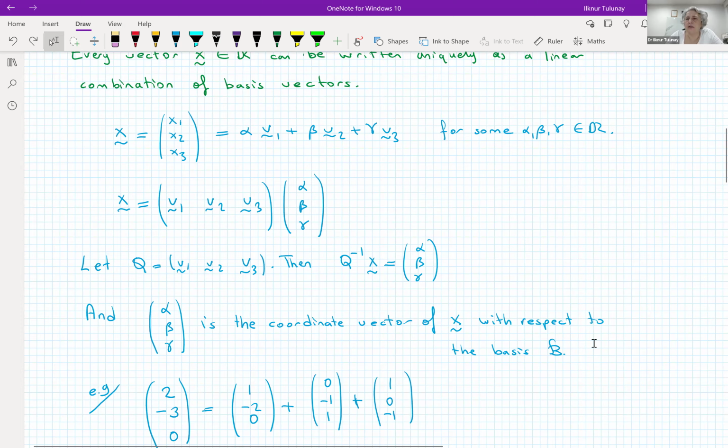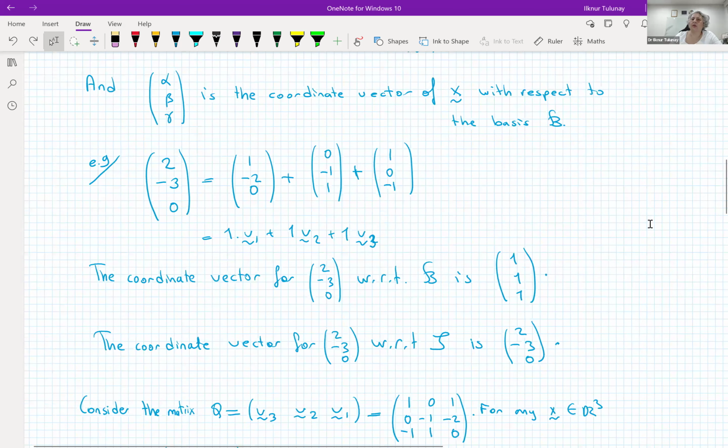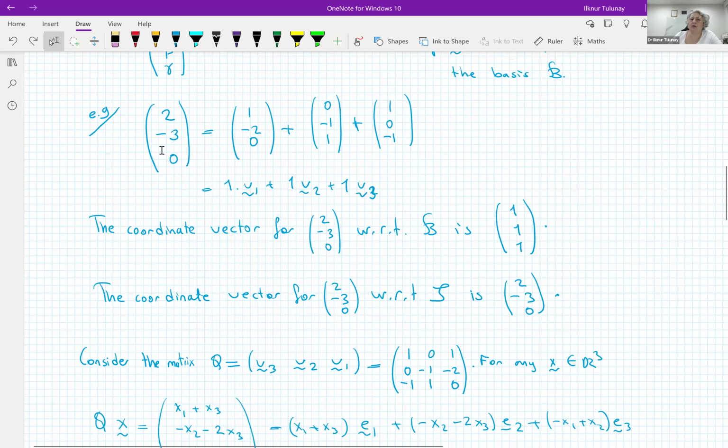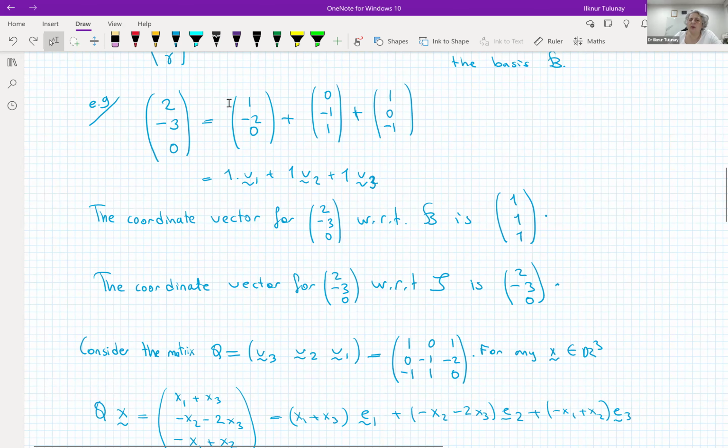Let's do a little example for the coordinate vector. So (2, -3, 0), for example, will be the sum of these three vectors. So all the coefficients are 1. So the coordinate vector of this vector with respect to B will be these coefficients, which is just (1, 1, 1). And the coordinate vector of this vector with respect to the standard basis is itself.